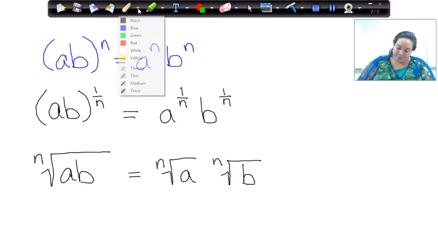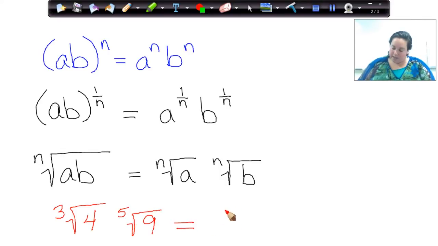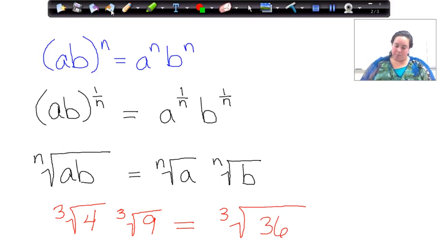So for example, let me grab red real quick. If we have the cube root of 4 times the 5th root of 9, can we simplify this at all? No, not in this case, not without getting some kind of rounded answer. So we can't do that. But if, for example, this was also the third root of 9, then yes, we could, because they're both a third root, so third root, and then 4 times 9 is 36, so that would work out.